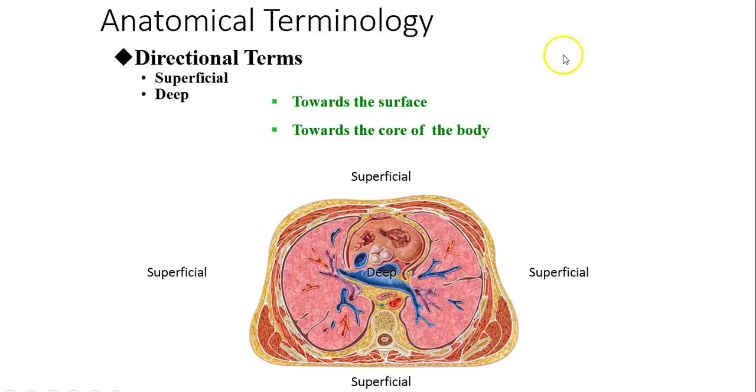Superficial and deep. This is a section through the trunk of the body. This is the heart. These are the lungs. This is a vertebra here, just to get your bearings. Anyway, superficial and deep. Superficial means towards the surface, the surface of the body here, and deep would be further away from the surface, deeper.